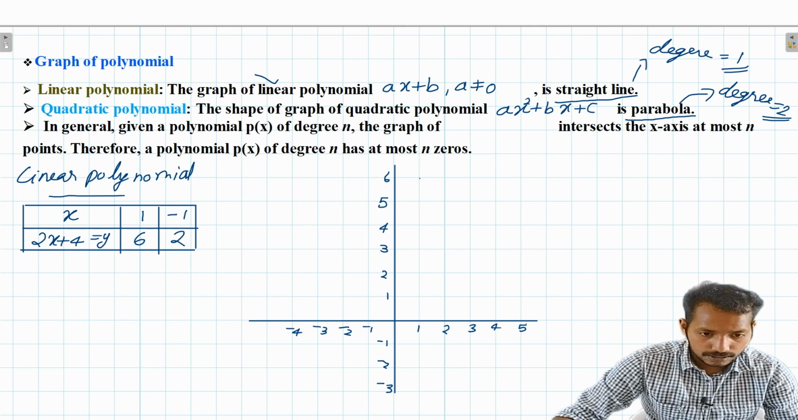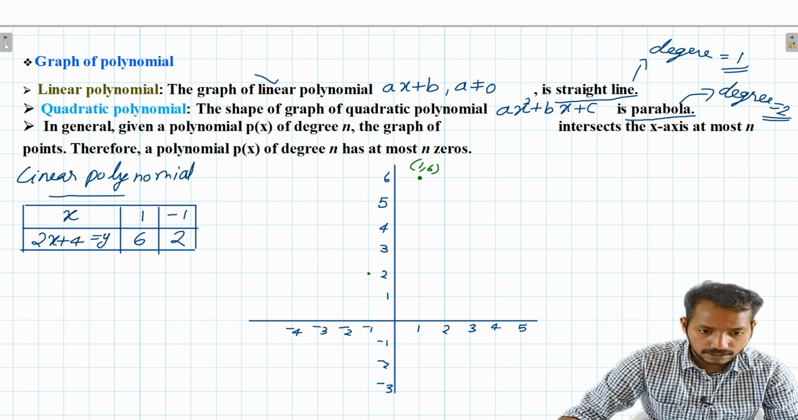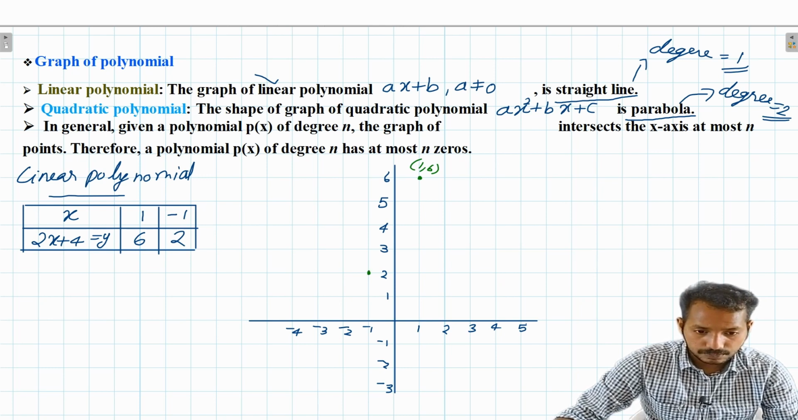The first point is here. When x equal to 1, y equal to 6. Next, when x equal to minus 1, y equal to 2. So this is the value. So we will get when x equal to minus 1, y equal to 2.